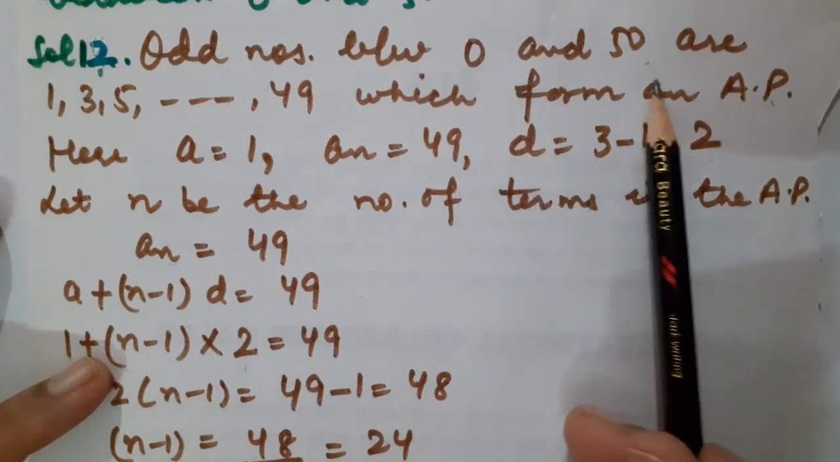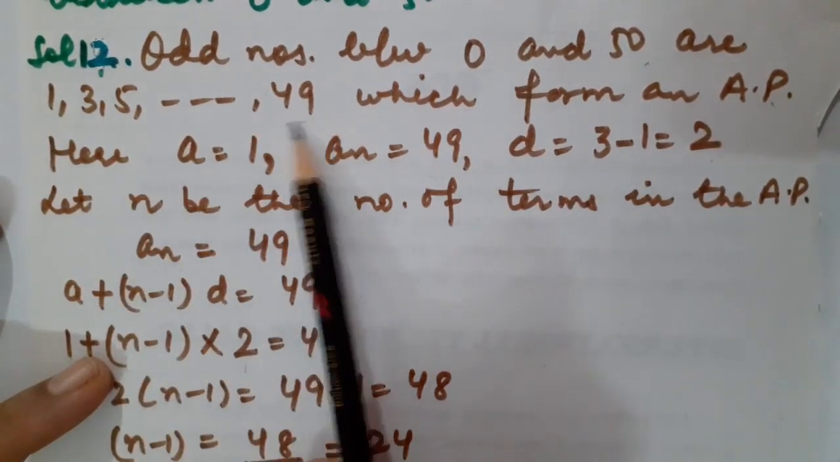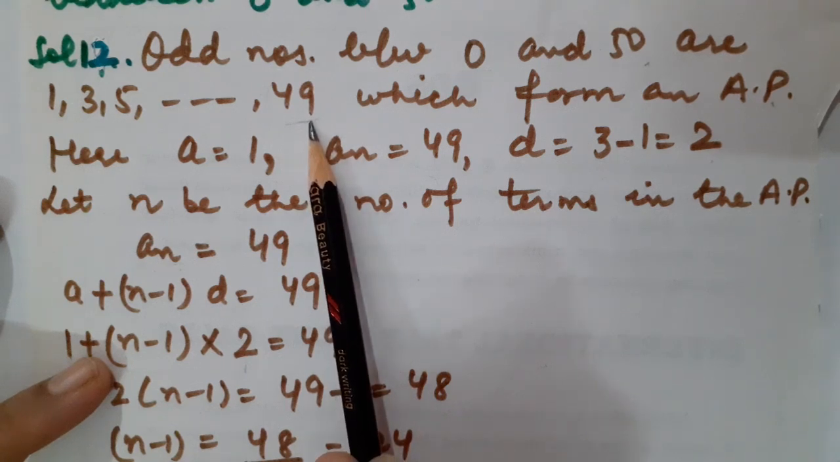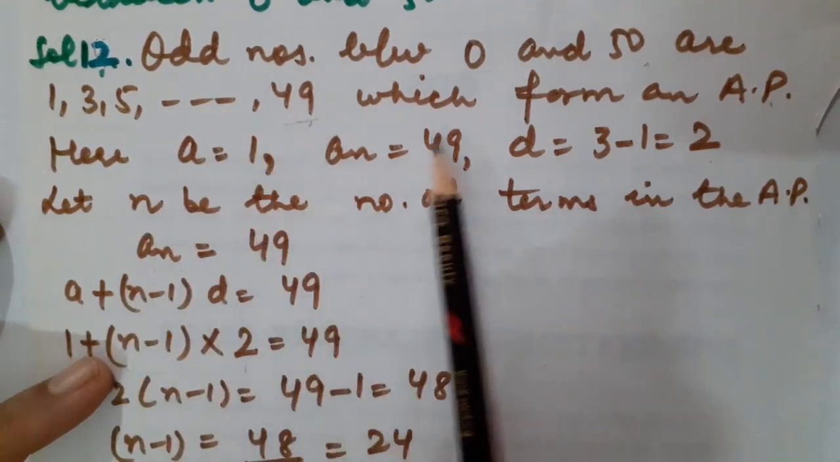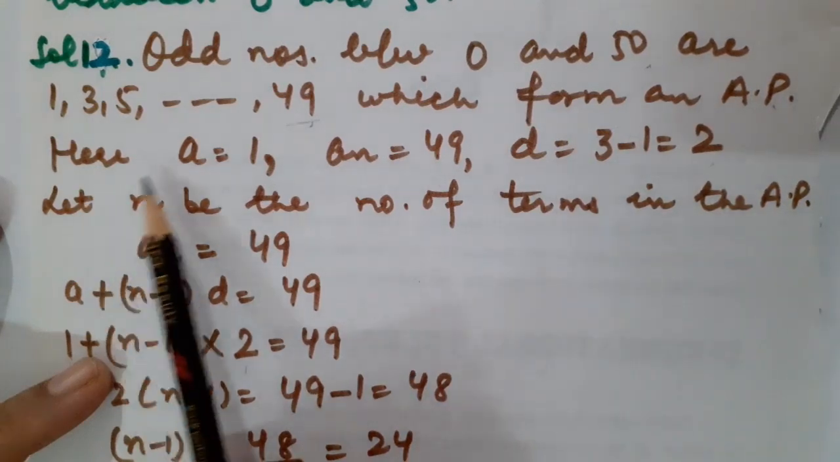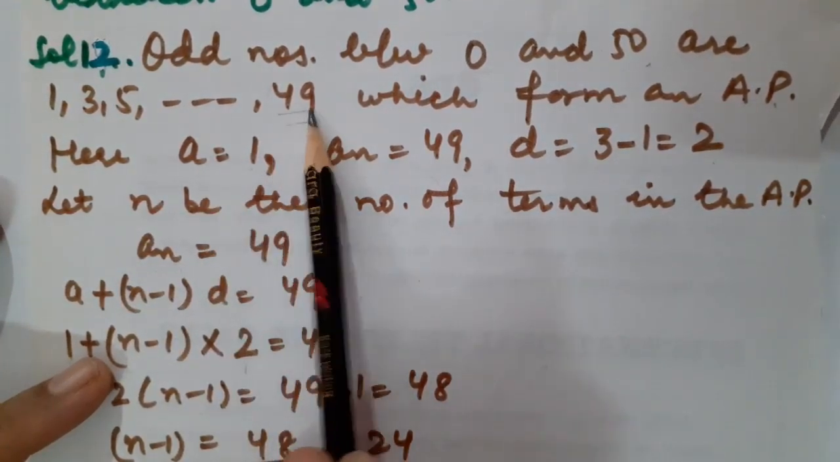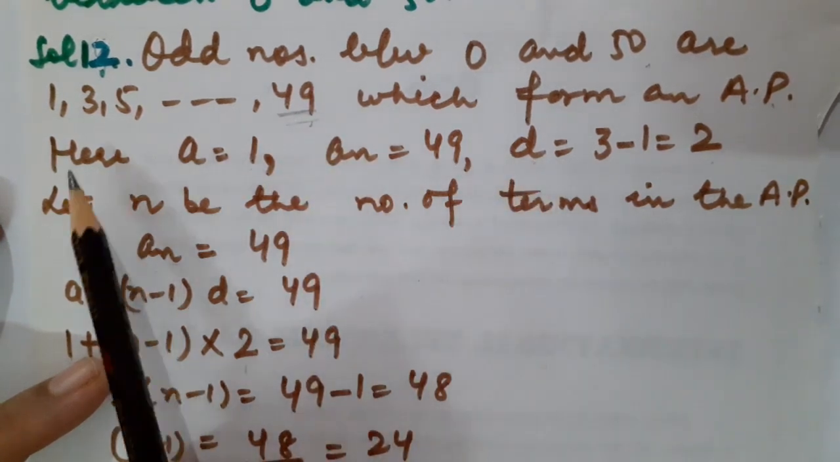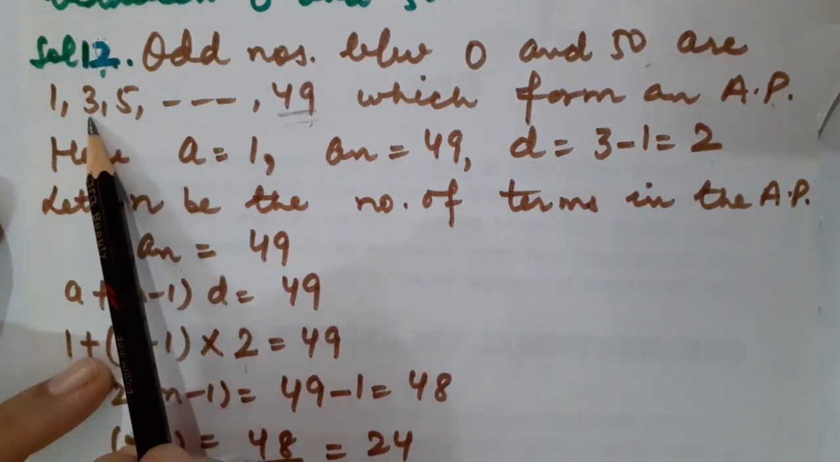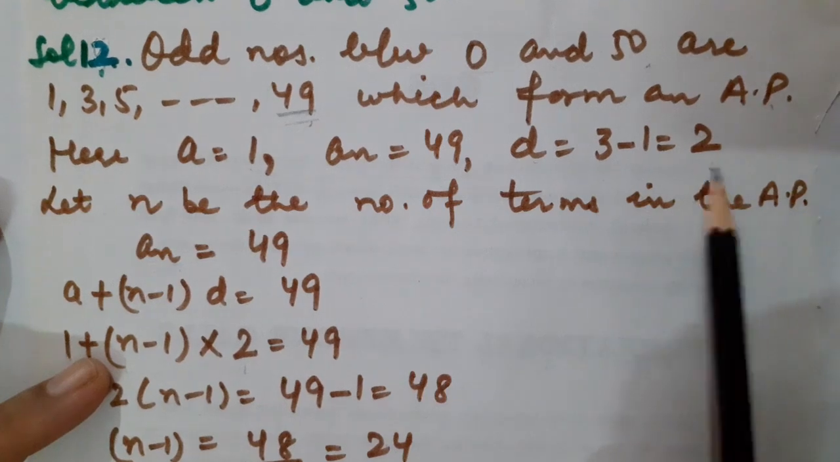Odd numbers between 0 and 50 are 1, 3, 5, of course you have to reach up to 49, because it is said that you have to go for the odd numbers which come between 0 and 50. Fine. So which form an AP? Of course they are going to form an AP. Children, you can see a is equal to 1 and the last term, that is an, is equal to 49. And what is the common difference? 3 minus 1 will give you 2. So the common difference is 2.